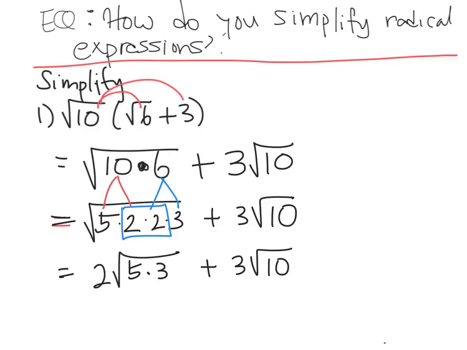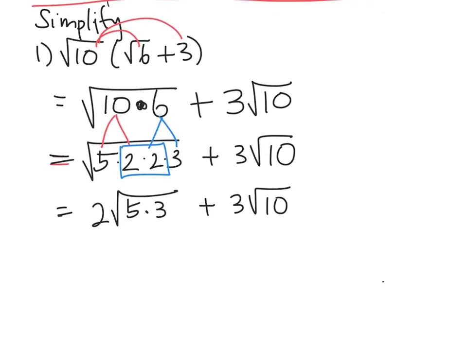So now, all you have to do is multiply the stuff on the inside, which is 2 square root of 15 plus 3 square root of 10. We cannot go any further because, as you can see, the 15 and the 10 are not the same. So we cannot combine them. We leave it as is, and that's the answer. Let's move on to the next question.